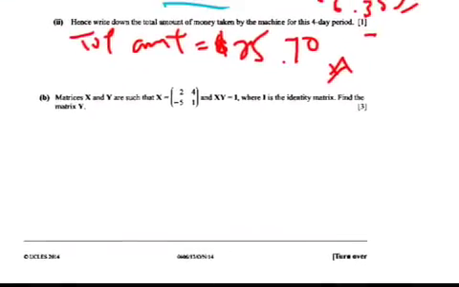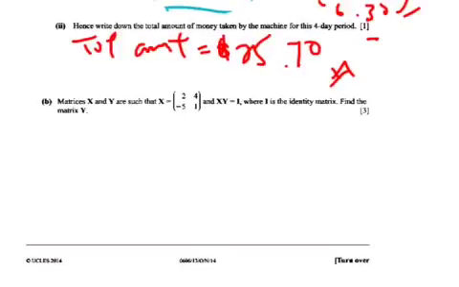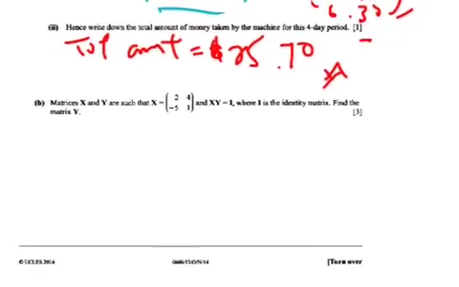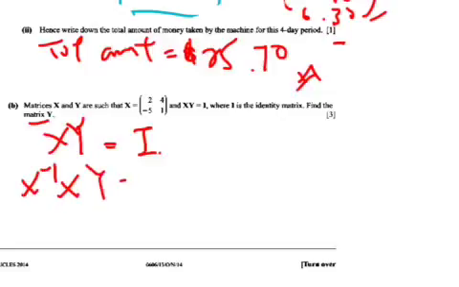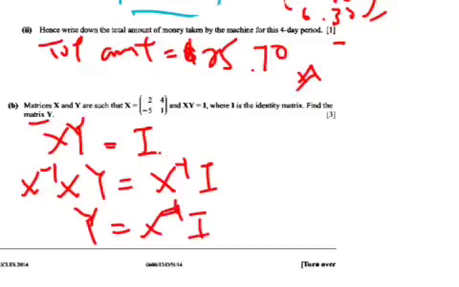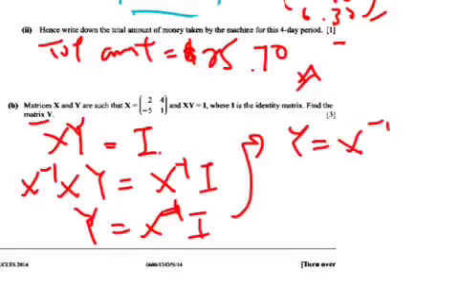Next part: matrices X and Y are such that XY equals I, and I'm looking to find the matrix Y. In order to find Y, you have to get rid of the X first. So you multiply by the inverse of X on XY. So you have Y equal to the inverse of X times the identity. So when you multiply by the identity, Y is just equal to the inverse of X, because whatever is multiplied by the identity will become itself.